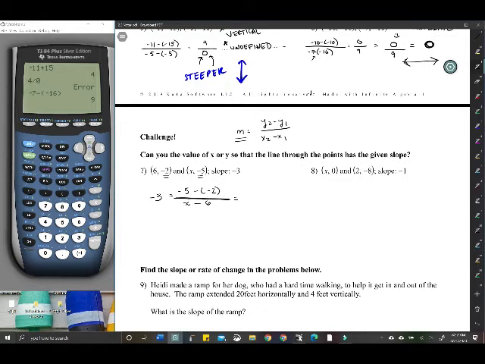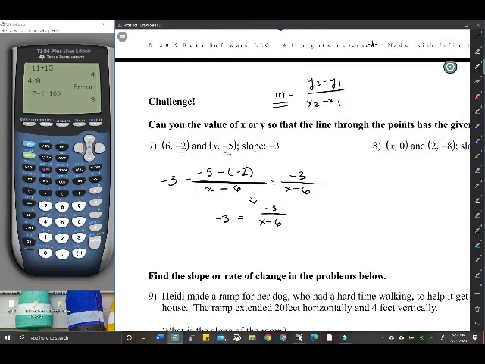So really, negative 3 is equal to negative 5 minus negative 2, which is negative 5 plus 2, all over x minus 6. So what we have is negative 3 is equal to negative 3 over x minus 6. Now we still want to solve for x, and you can do this, okay? I believe in you all. Just follow along, and we'll go from there.